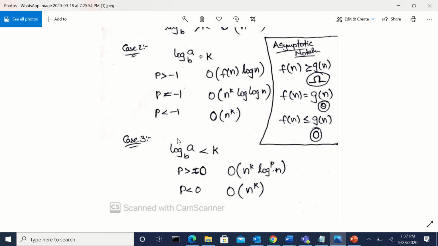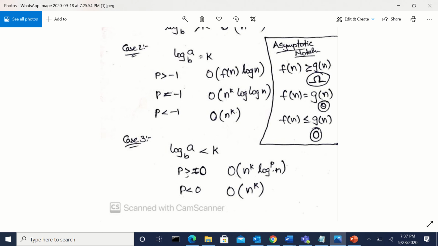Now we'll see case 3, log a base b less than k. When the value of log a base b is less than the value of k, then again it is divided into 2 based on the value of p.